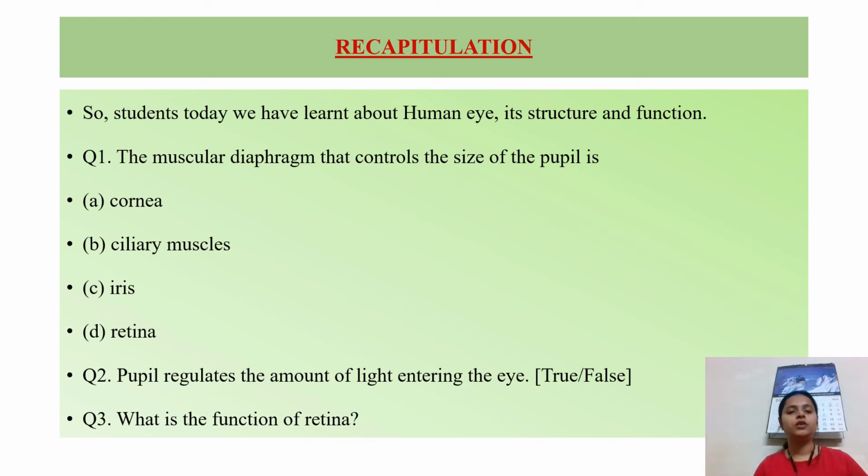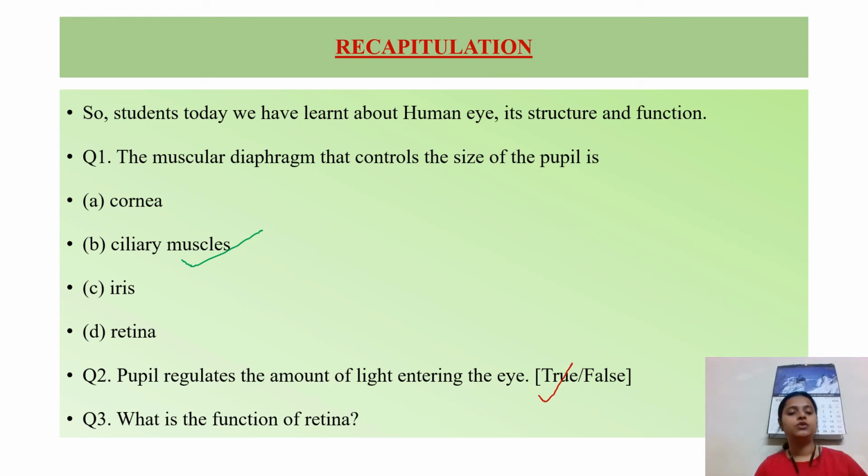So there is a question for you. The muscular diaphragm that controls the size of the pupil is, options are cornea, ciliary muscles, iris, retina. There was a muscular diaphragm that controls the size of the pupil. So what was that called? Yes, students. Very good. Iris. The answer is iris. Very good. The second question is, the pupil regulates the amount of light entering the eye. Is it true or false? Yes, it is true. Very good.